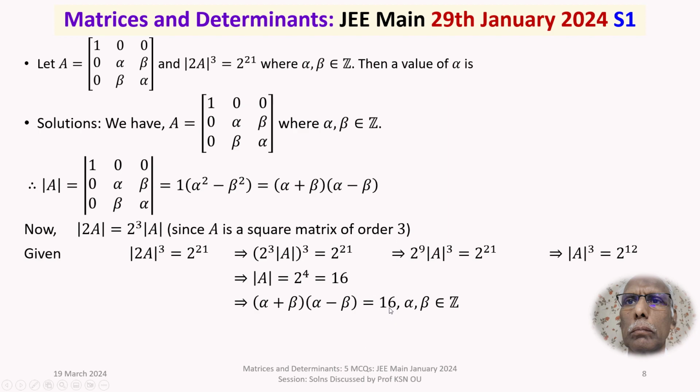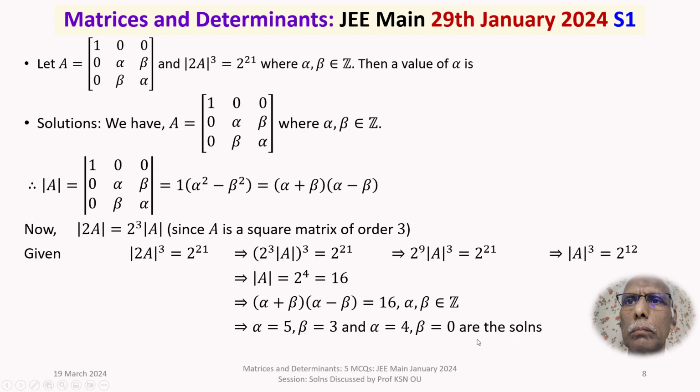The next combination, we take 16 as 8 into 2. That is alpha plus beta is 8 and alpha minus beta is 2. Solving, you will get alpha is equal to 5 and beta is equal to 3. And the other combination is 4 into 4. Alpha plus beta is 4, alpha minus beta is 4. If you solve them, you will get alpha is equal to 4, beta is equal to 0. So these are the combinations. So solutions are alpha is equal to 5, beta is equal to 3, because alpha, beta belong to integers. In integers, these are the solutions.